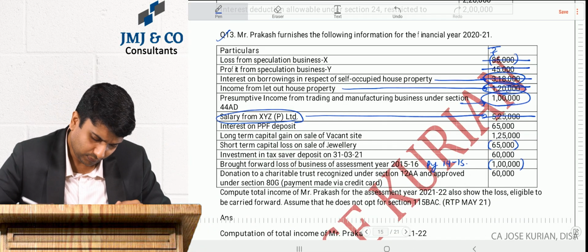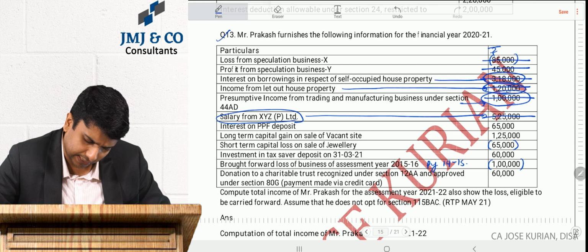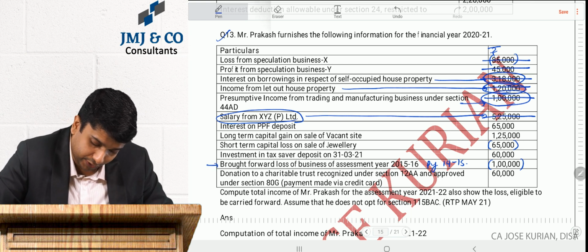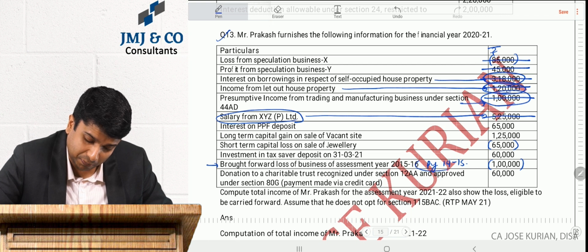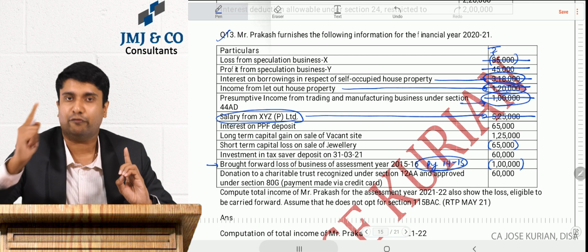So, is there any other business loss, friends? Is there any other business loss? Then interest on public provident fund is there, long-term capital gain, short-term capital loss, investment in tax deposit. There is a brought forward loss of business from assessment year 15-16. So from previous year 14-15, there was a brought forward loss.